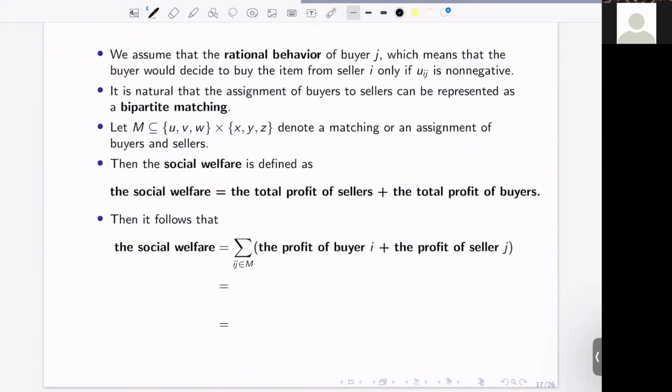And it's given by this. For all the assignments represented by Iij between seller I and buyer J, this is ij in M. I think the profit of the seller will be Pi because that's the price of the item. And the profit of the buyer is Vij minus Pi.